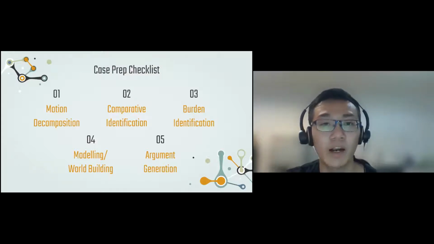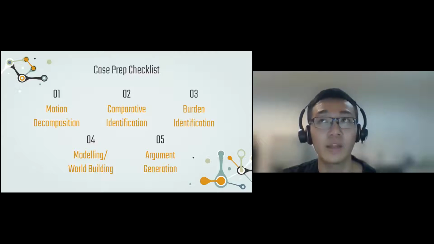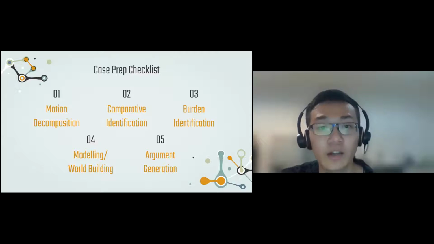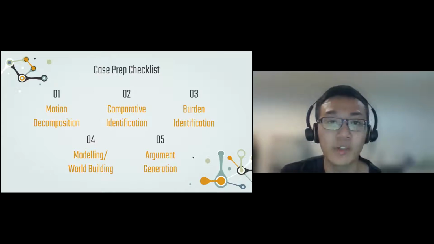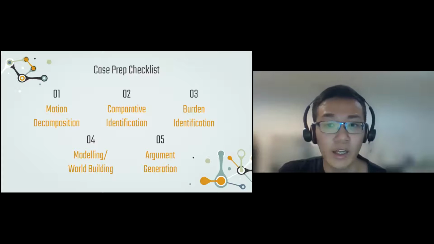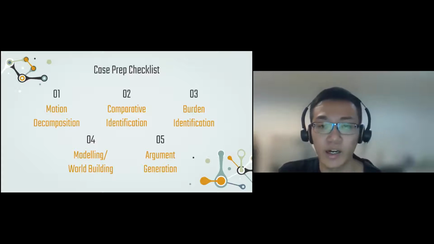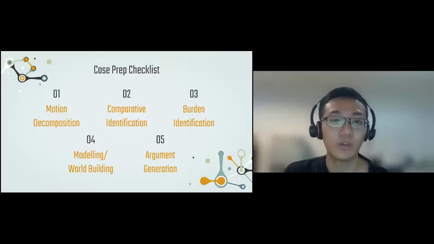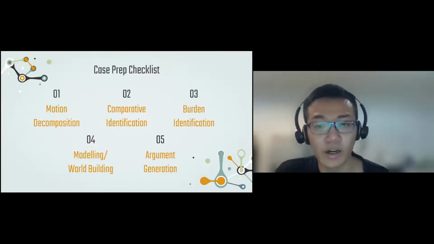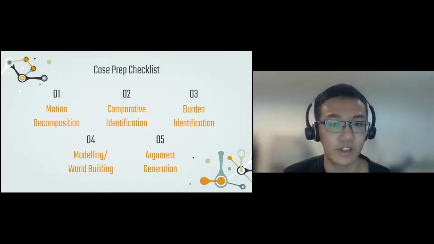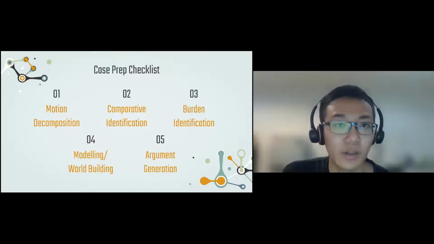Being able to identify the comparative, and specifically being aware of how the comparative evolves and shifts through responses during the debate itself, is a very important part of case prep. The third thing is burden identification. After you do comparative analysis, what then do you need to prove to win the round? Fourth is modeling or world building. And fifth is argument generation and argument construction. So let's go through these things.